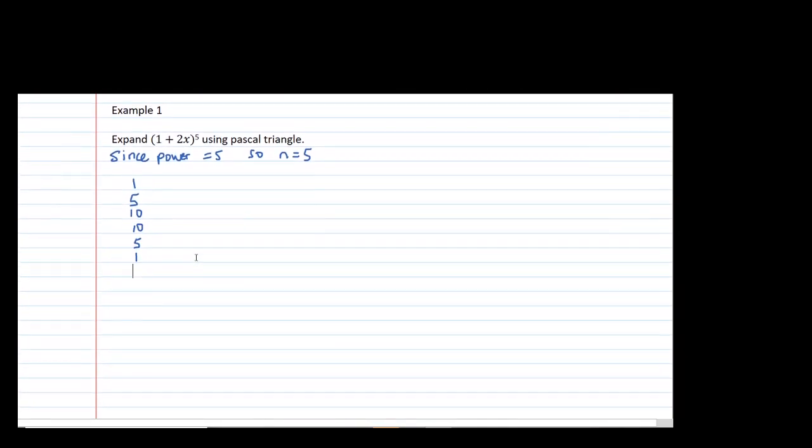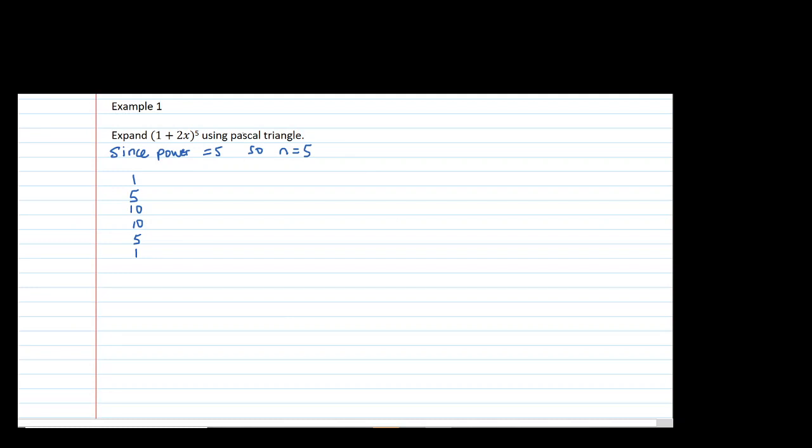Next, we will write down the terms in the bracket, which are 1 and then 2x. We'll just write down the same term 1 for each row, and the second term will be 2x, 2x, 2x, 2x, and 2x.